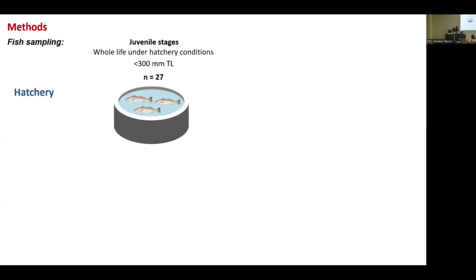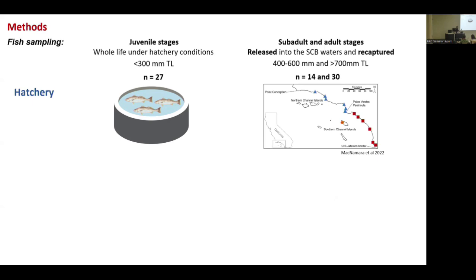So for that, we have different groups of fishes depending on the stage. So we have the juvenile stages. Those fish have spent their whole life under hatchery conditions. They are small, they have never been released. And we have another group of adults and subadults. They were released when they were juvenile in the Southern California Bight and then recaptured.